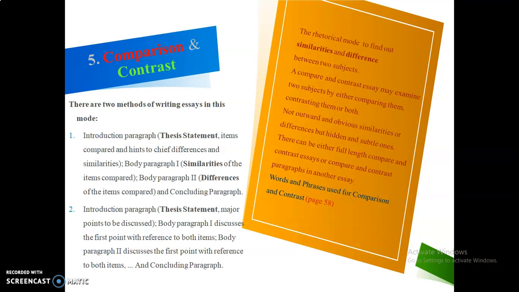The second method: the introduction paragraph contains the thesis statement and major points to be discussed. Not differences and similarities, but major points to be discussed. Body paragraph 1 discusses the first point with reference to both items. Body paragraph 2 discusses the second point with reference to both items. And it will have a concluding paragraph. Some examples are given towards the end of page 57 and the beginning of page 58, so you may refer to them to have more idea about these two methods of writing comparison and contrast essays.